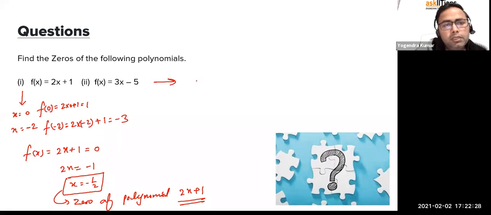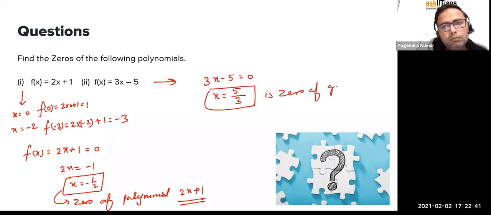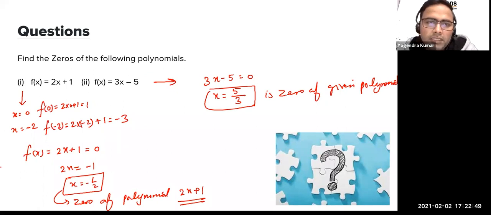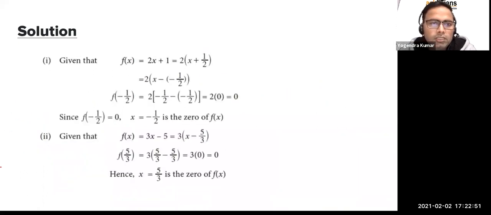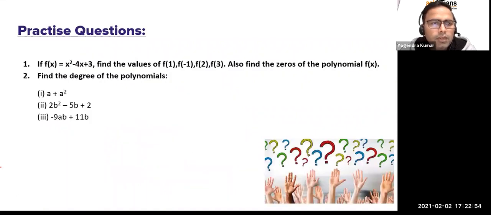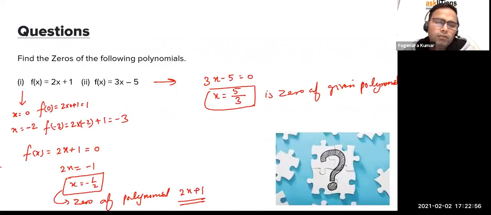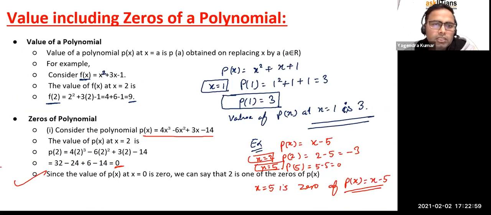Same thing you can do here also. I believe it makes sense. This is the zero of the polynomial. We can always do these practice questions. The value of the polynomial could be anything, and that is also important for us.